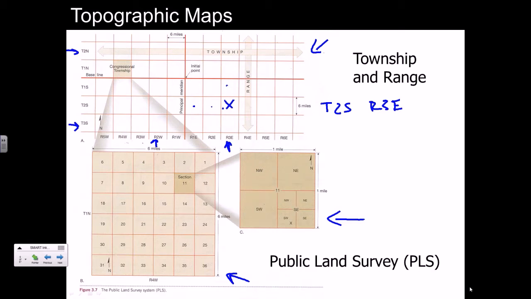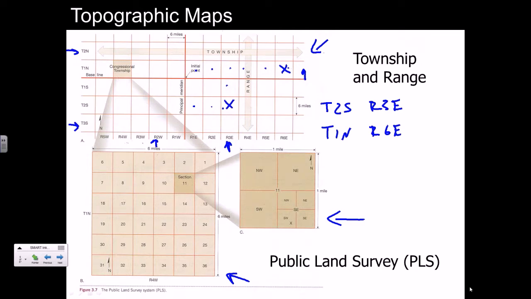If I put an X right here, and I want to count those tiers, I'm in tier 1 north for that box. So that's tier 1 north, because I'm above the baseline here. And then I'm going to count to the right here, 1, 2, 3, 4, 5, 6 boxes from the principal meridian, and so that puts me into range 6 east. All right, now that's good. That gets me pretty far in terms of putting myself on the grid.